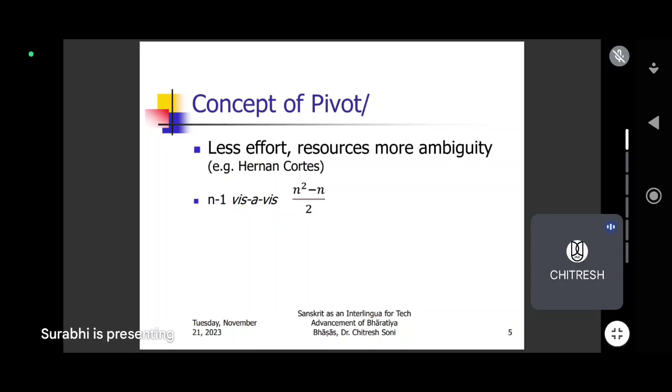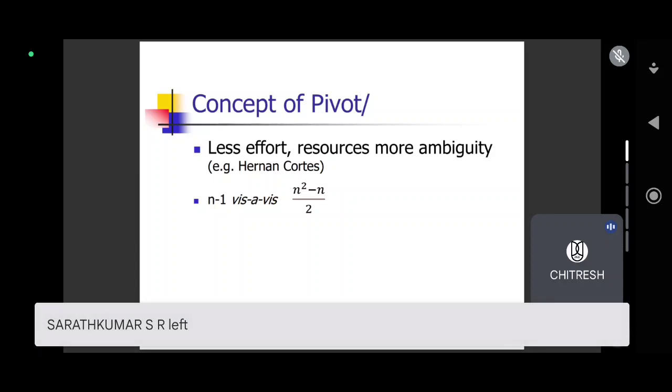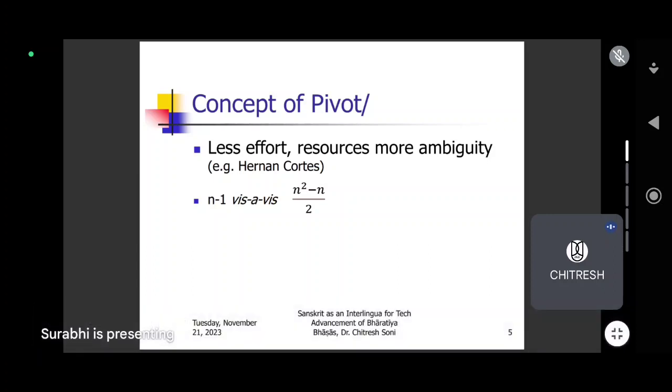So, what was the benefit of pivot? Less effort was taken, and fewer resources, but the demerit was more ambiguity. There is a famous example of Hernan Cortes. Hernan Cortes was a European, and he wanted to talk to Mesoamericans. So he talked Spanish to somebody. Then a Spanish person talked in Mayan to somebody. Then that Mayan person talked in their particular language.